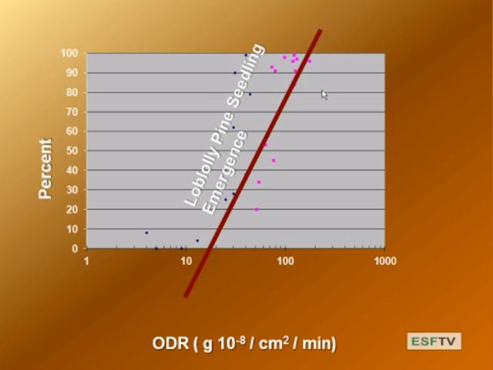So now, here's loblolly pine. These data here are for loblolly pine seedling emergence. These little dots here, these orange dots, Scotty measured the seedling emergence and recorded that relative to the oxygen diffusion rate. Okay? So somewhere around 20 grams 10 to the minus 8 centimeters squared, or 0.2 micrograms. It's pretty consistent. Somewhere around 20, that's stopped, and there was a linear increase with increasing oxygen diffusion rate in terms of loblolly pine seedling emergence. Okay, so it's a nice illustration of that concept.